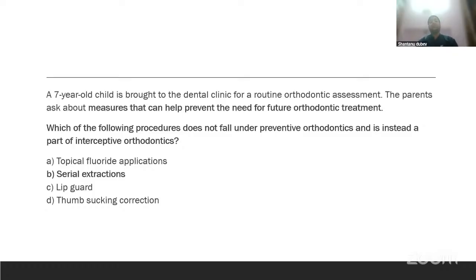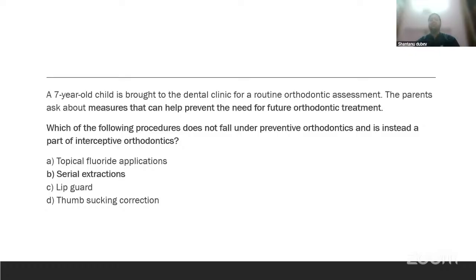Thumb sucking correction. Do we correct thumb sucking after something has taken place, or we just see the age of the patient and we intercept? We try to stop the habit. Are we introducing any appliance to correct the situation? Is thumb sucking a malocclusion? No. Are we trying to intercept the malocclusion? No. So thumb sucking is not the answer. C is lip guard. Anyway, we are not trying to intercept anything.